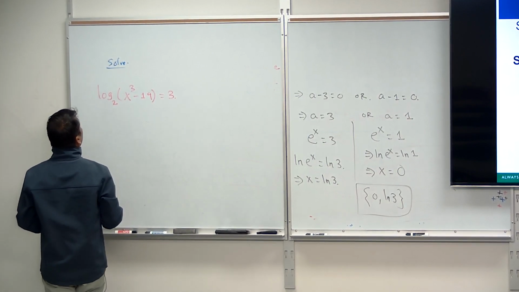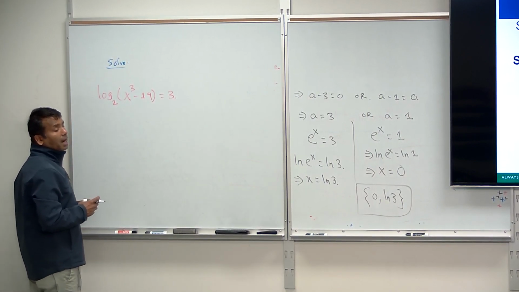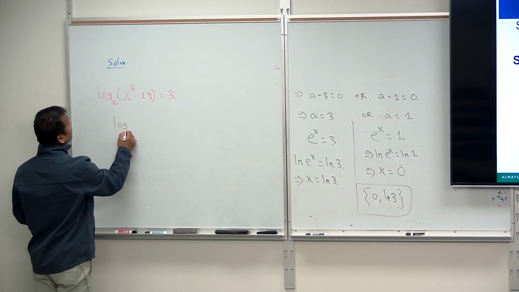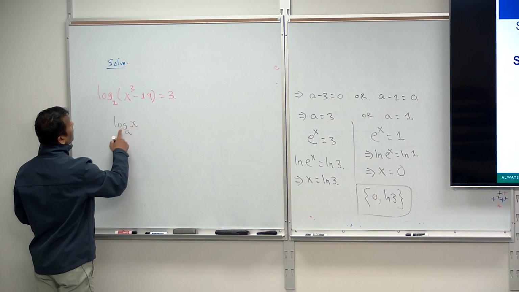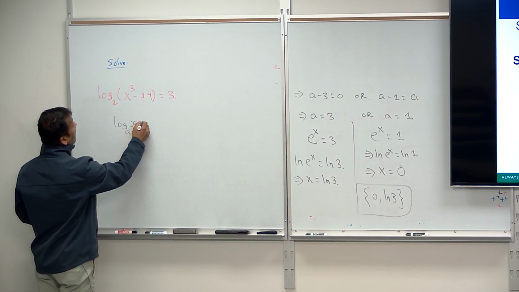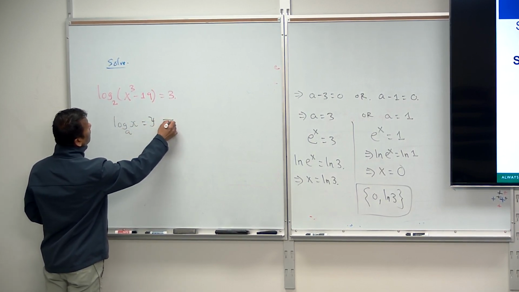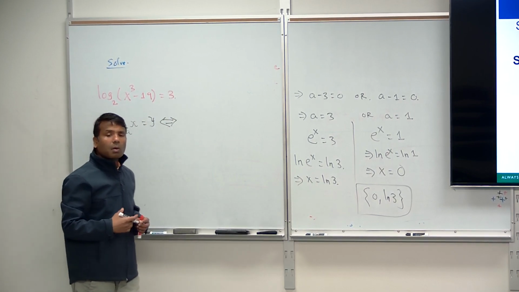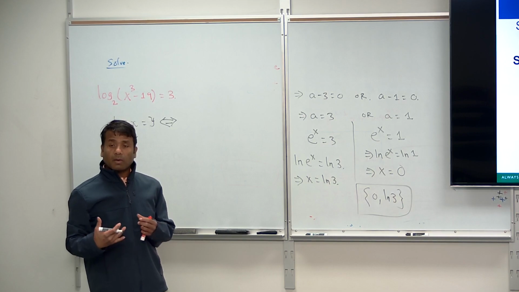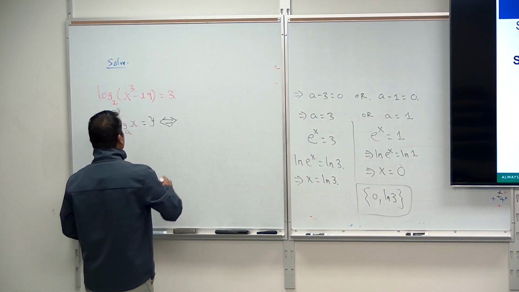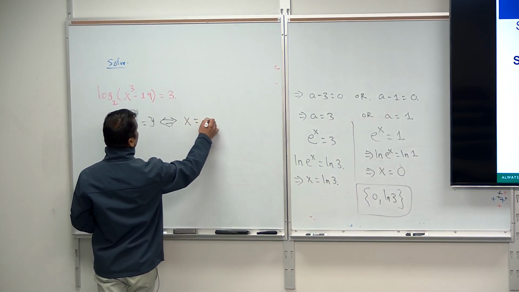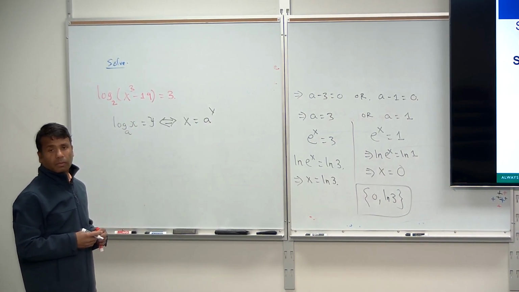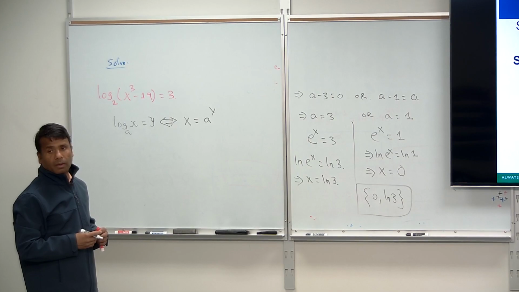Remember the logarithmic and the exponential form. If you have a logarithm with base a of x equal to y, this is the logarithmic form. The equivalent exponential form for this is x equals a to the power y. Right?